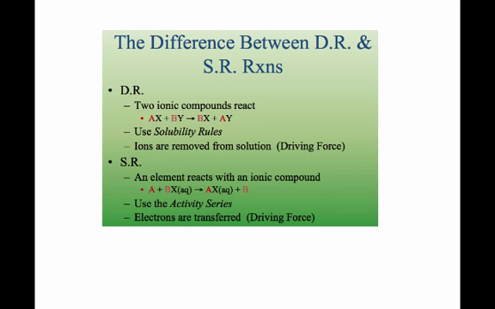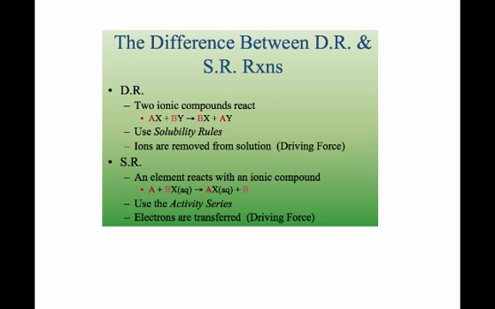So what are some differences between double replacement and single replacement reactions? Here's a list. You can pause this and write this down if you want, telling you the difference between them. You can see the basic format is a little different. Solubility rules are for double replacement. Single replacement will use the activity series. Here we're removing ions from solution by forming a precipitate or forming water. Down here we have the transfer of electrons for a single replacement reaction.